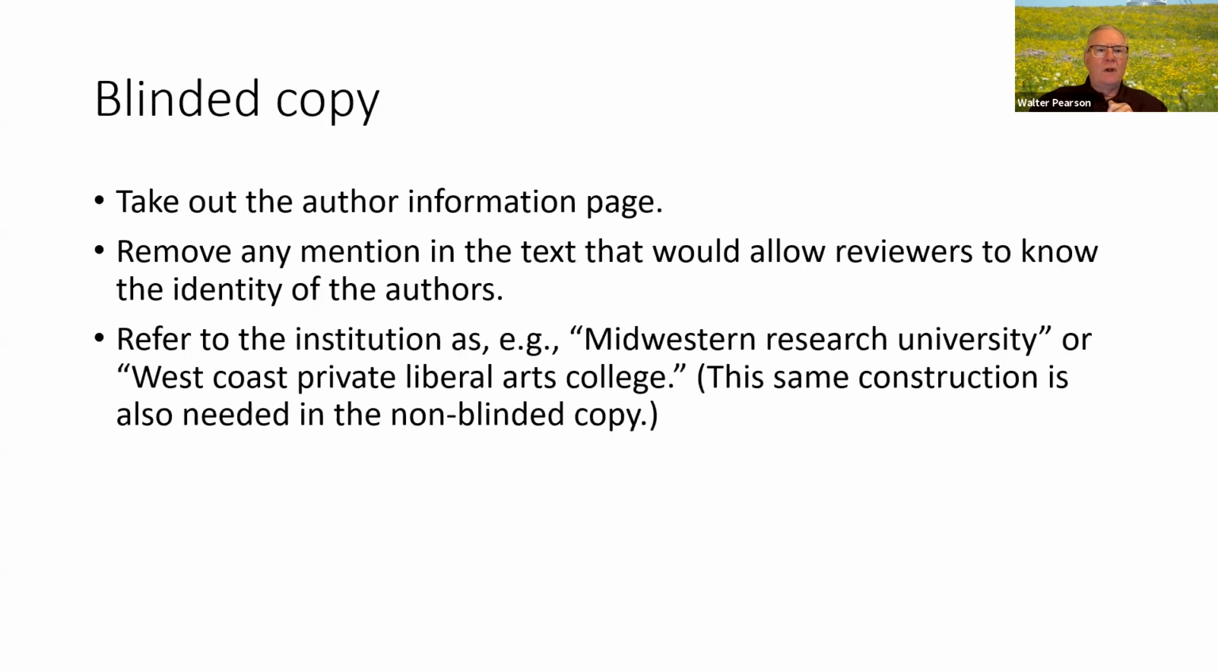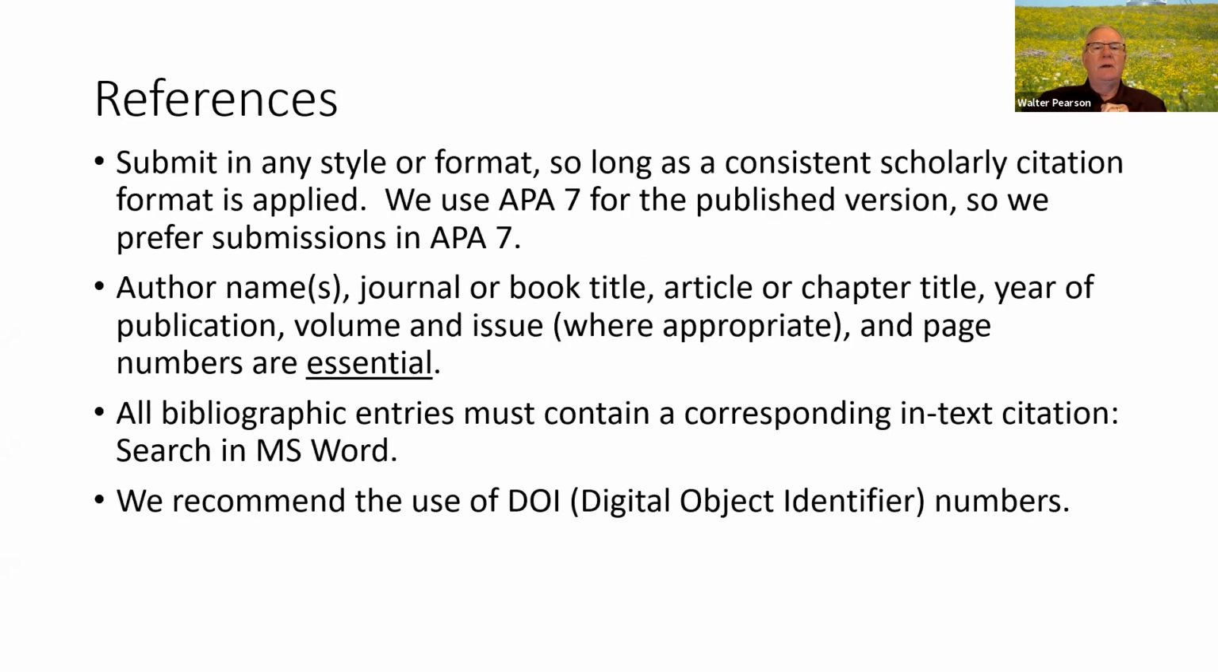Okay. For the blind copy, you want to take out the author information page, which you included in your main document. Remove any mention in the text that would allow the reviewers to know the identity of the authors. In other words, if you're working at Loyola University, you would not want to say that. You want to say at a Midwestern Research University or a West Coast private liberal arts college. This same construction should be in both the blinded and the non-blinded copy. Okay, so that's how you refer to your institutions.